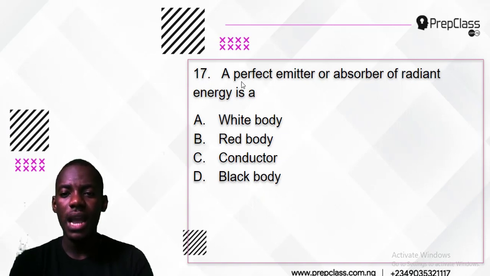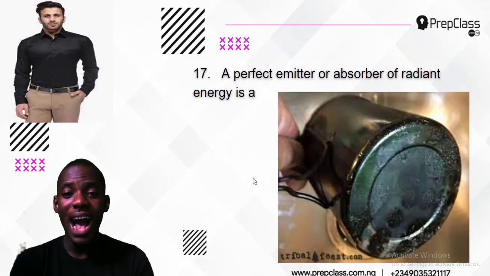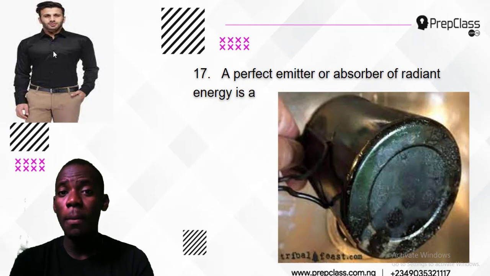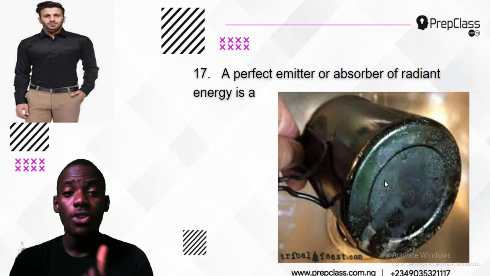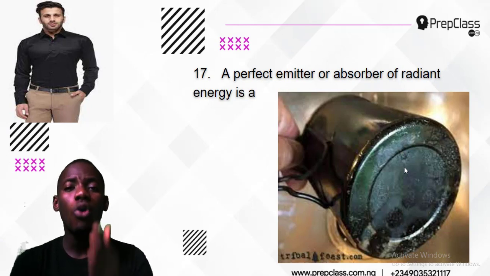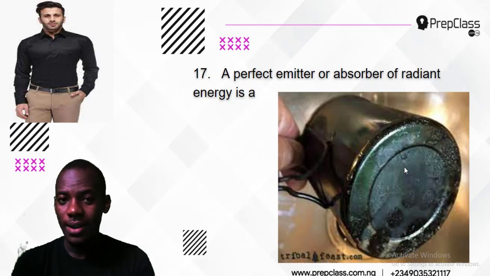Number 17, a good emitter or absorber of radiant energy is what? What kind of stuff emits or absorbs radiation? Is it white body, red body, conductor, or black body? The answer is super simple. You can see this guy is putting on black, right? And why? Because when you look at the base of your pot, sometimes if you cook with some stove that is not burning well, you have soot on the pot. Because black color, we have been taught in science, helps to absorb heat, as white color reflects heat.